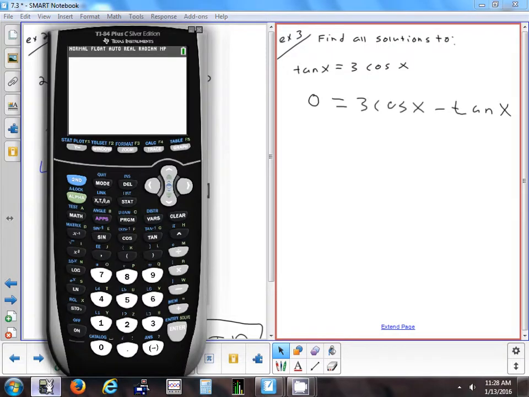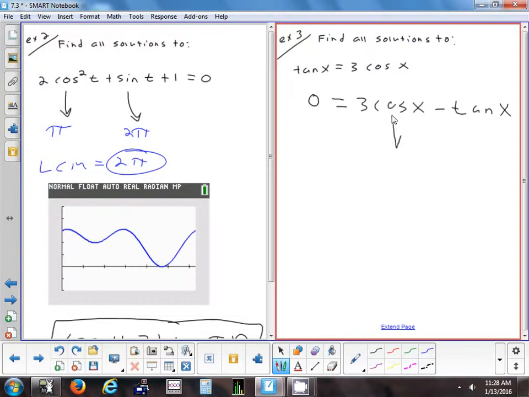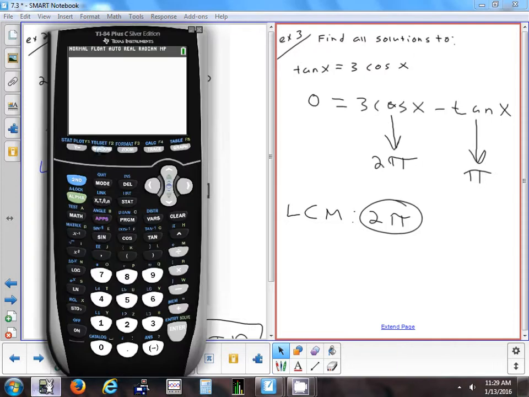Right, now when we type that in, we're going to get an actual picture of what this looks like. But before we type it in, I need to know the period, which is going to help me set my window. What's the period of cosine x? 2 pi. What's the period of tangent? So what's the LCM here? All right, so now I know what I should set my window for to see one full period. Set it 0 to 2 pi.